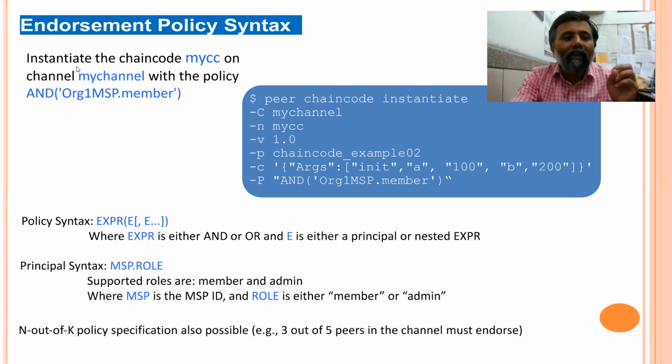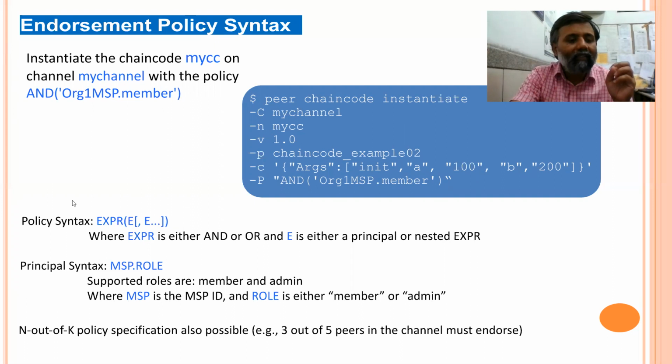Suppose we are instantiating the chain code mycc on the channel mychannel with this policy. So the CLI command will be like this. This is the channel, this is the chain code, this is the version of the chain code, this is the corresponding code, these are the arguments we are passing here, and this is the endorsement policy.